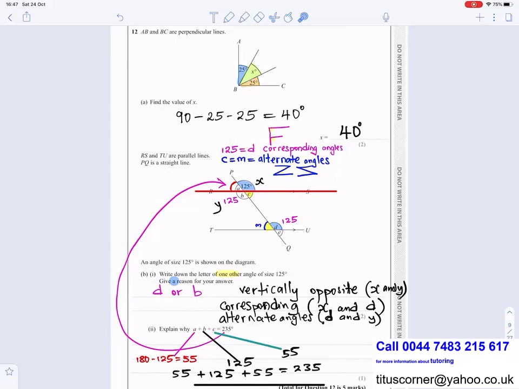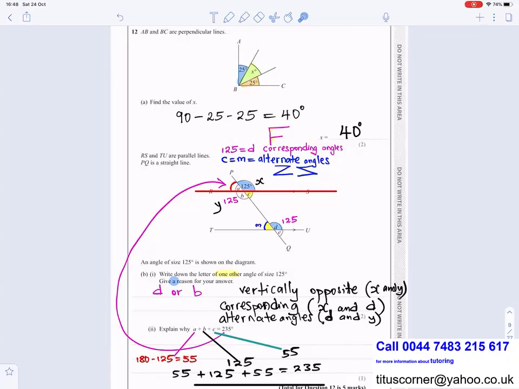For the next part, explain why A plus B plus C is 235. Right, we find angle A. The red line is a straight line. So the angles in a straight line add up to 180 degrees. So 180 minus 125 gives you 55. So angle A is 55 degrees. Next, we find angle B. Angle B is the vertically opposite angle, which is 125 degrees.